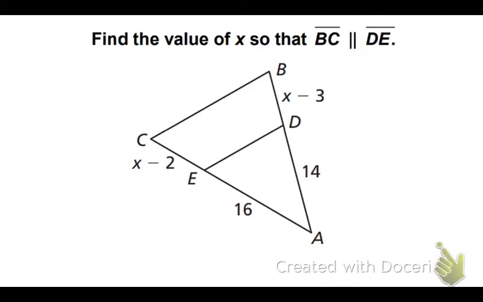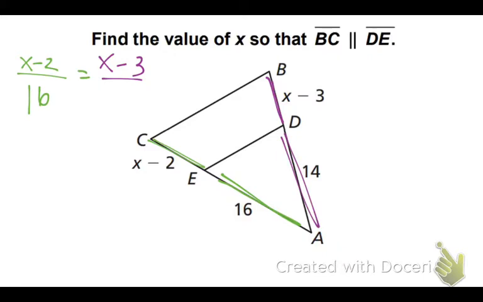Find the value of x so that BC is parallel to DE. All right, so basically if a side of the triangle is parallel to a side inside of the triangle, then the other two sides are broken up proportionally. So we're going to set x minus 2 over 16 equal to x minus 3 over 14. I would not reduce in these problems ever, unless you are confident you know how to. Because it would look like you could reduce this first fraction, you cannot.